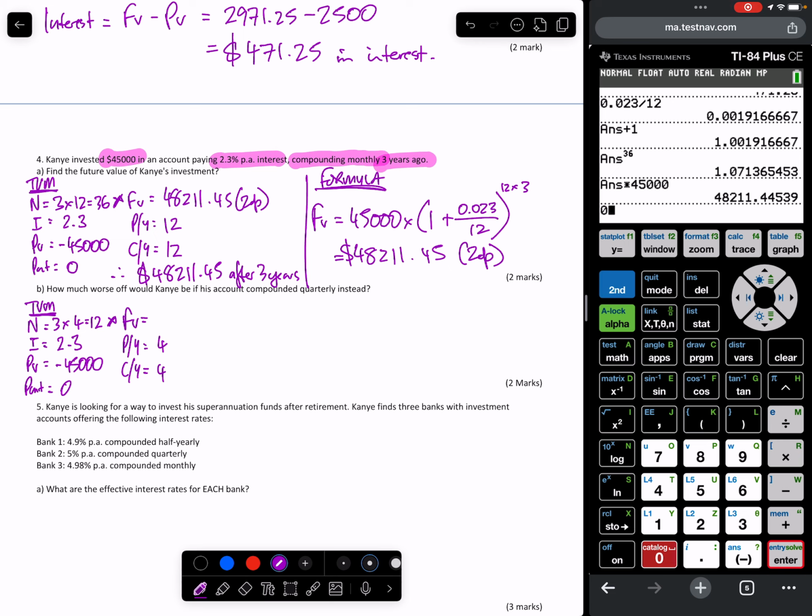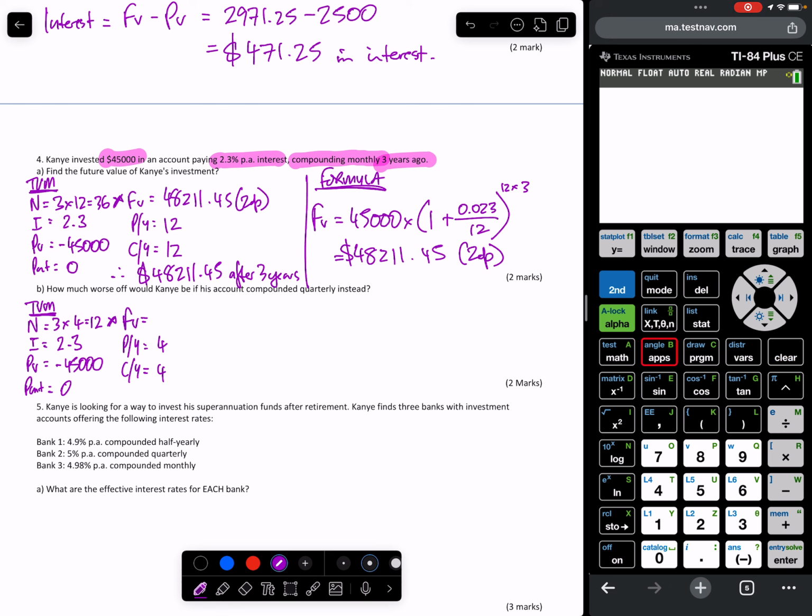So on the finance TVM solver, 3 times 4, 12. Change PY and CY both to 4 for quarterly. Alpha solve. 48,205.10 to 2DP. Do it with a formula.